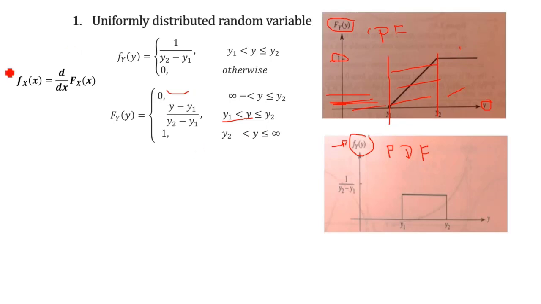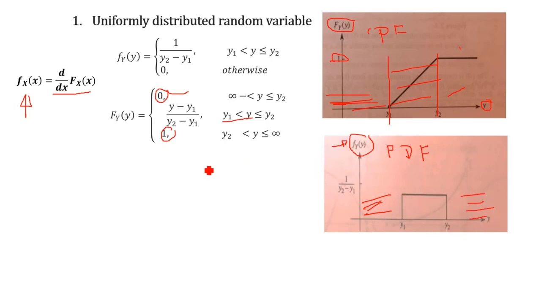All right, so what is the relationship between a CDF and PDF? A PDF, a probability density function, is the differentiation of the cumulative distribution function. What is the differentiation of 0? It is 0. What is the differentiation of 1? It is 0. So we don't get a PDF when y is varying from minus infinity to y1, and if y is greater than y2. For these reasons, the PDF will be 0 there.